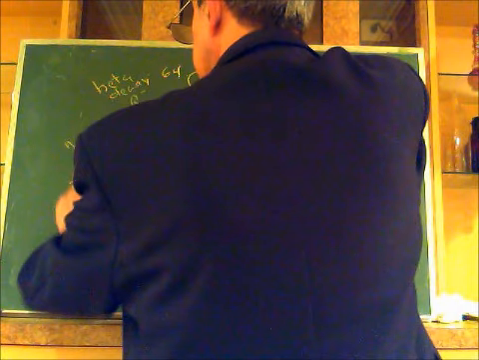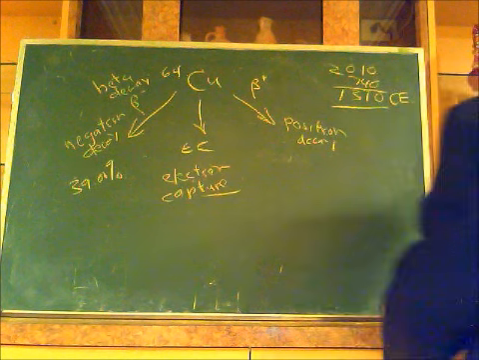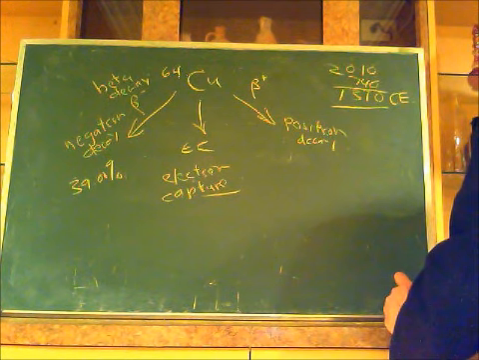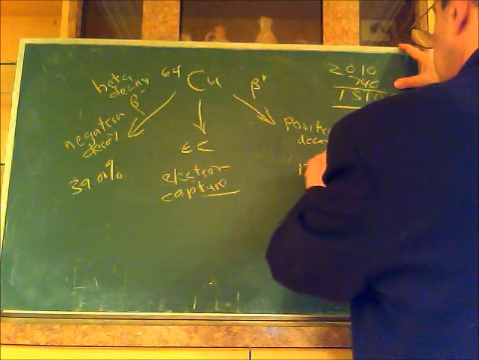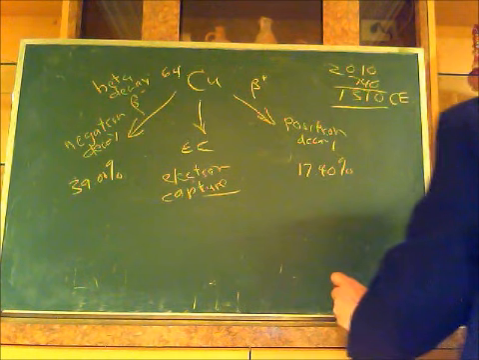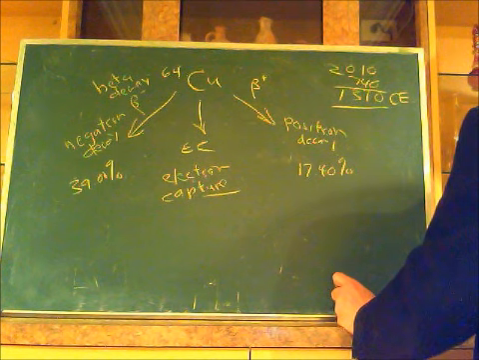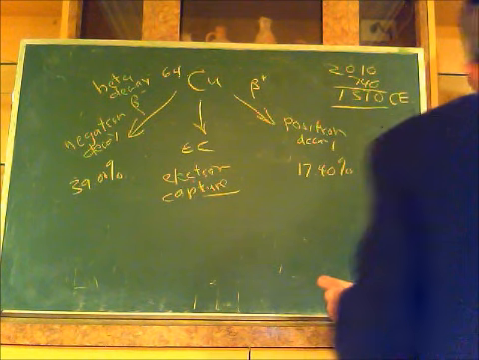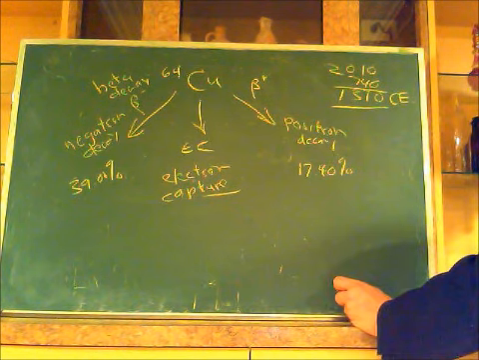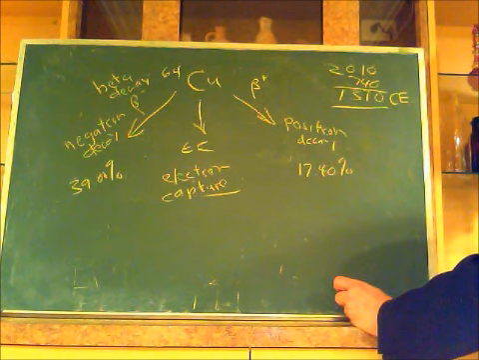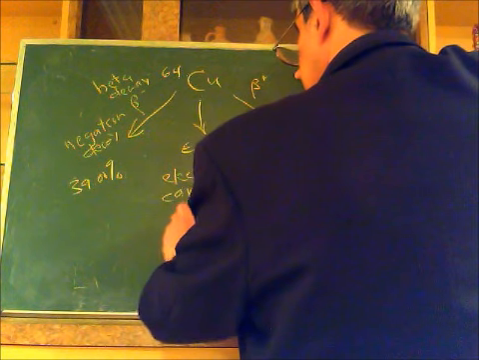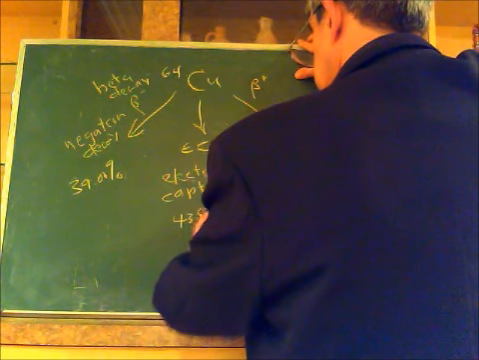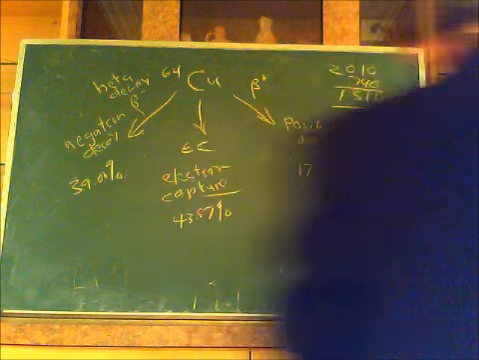So it's 39.00% from beta decay, and 17.4% from positron decay, and the remaining doesn't come out. You notice it doesn't come out to exactly 100%. So there is a little bit of a discrepancy, but we would expect it to be 43.60, but it's actually 43.57% from electron capture. Okay.